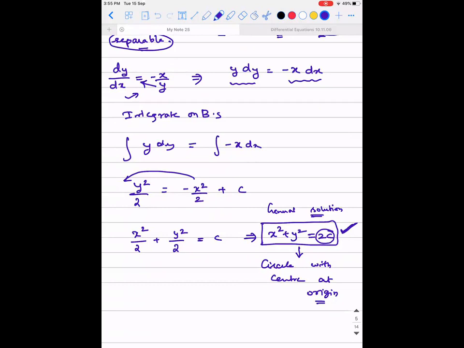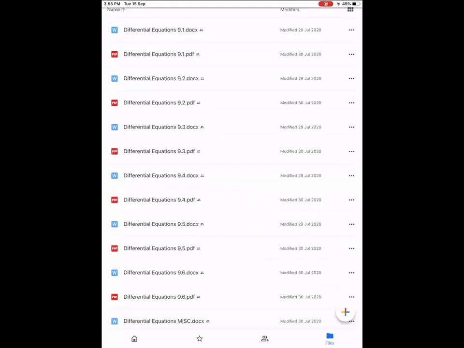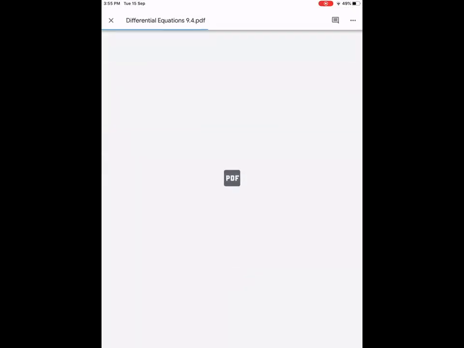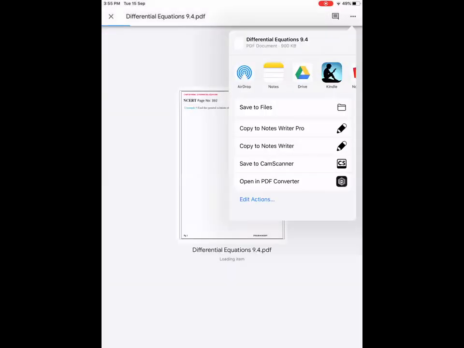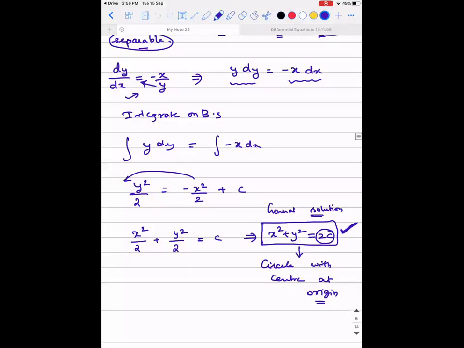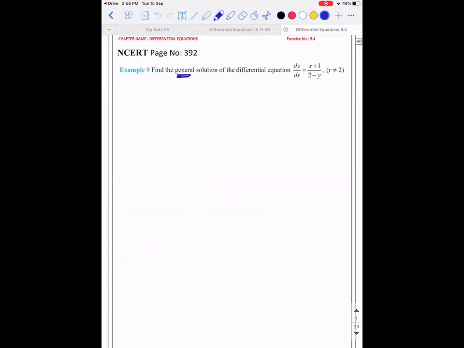If you're clear with this, shall I proceed to the next problem? We can start the exercise problems. Shall I proceed? Yes, sir. Okay. This is 9.4. Find the general solution of the differential equation dy by dx is equal to x plus 1 divided by 2 minus y.